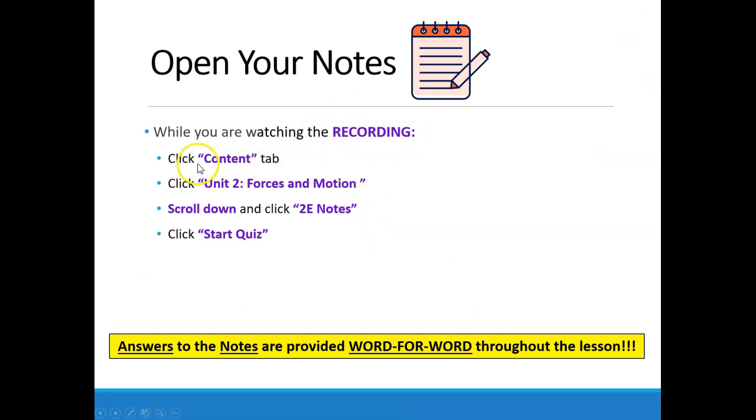If they aren't already, you need to go to the Content tab at the top of your course page, your physical science course page. Click Unit 2, Forces in Motion from the menu on the left. Scroll down and click the 2E notes. And then once you've clicked on that, go ahead and click Start Quiz. Again, you don't need to do anything with it until I give you the answers. The answers are being provided word for word throughout this lesson.